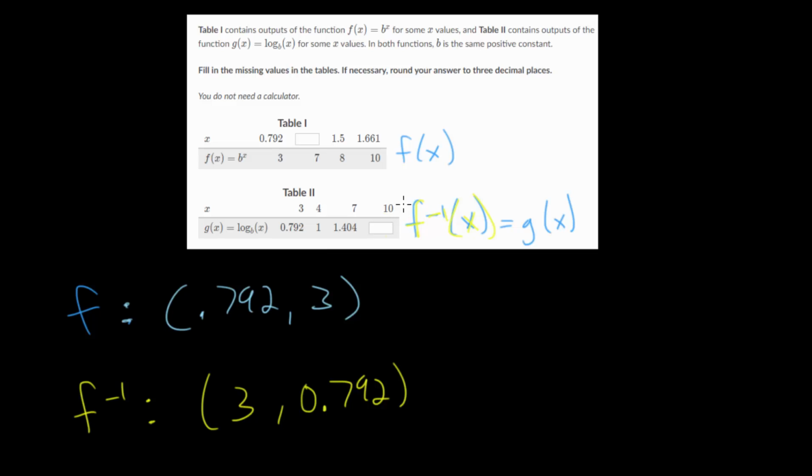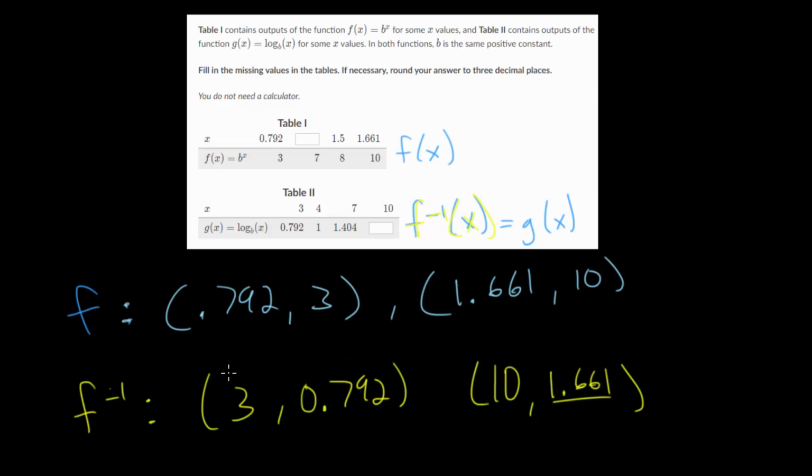And notice in this box right here, we'll come back to this one, that this has an x value of 10, and we need to find its y value. So let's look at our original function, where when x is equal to 1.661, we get a y value of 10. So the inverse function is going to switch that. Instead of y being equal to 10, now x is equal to 10. And instead of x equaling 1.661, y is now 1.661 for our inverse function. So up here, we can put this 1.661 into the box.